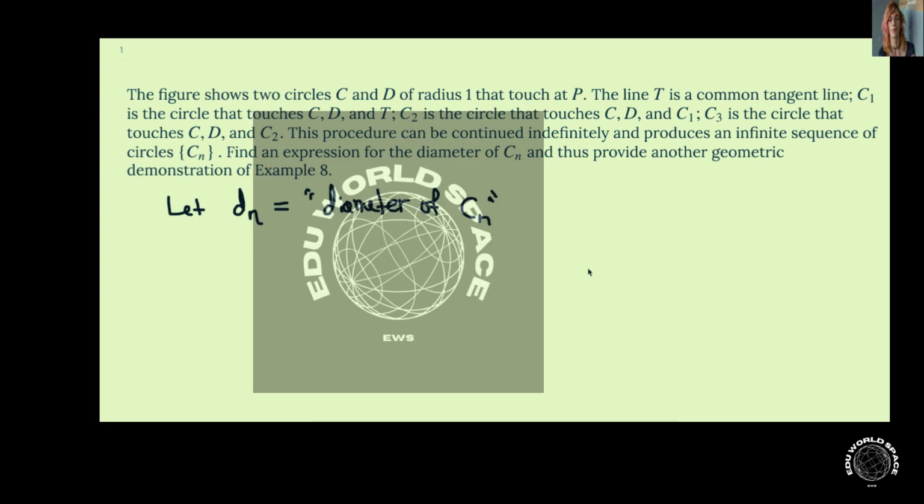So for this problem, we'll need to keep our eye on the figure that's shown with the circles. So here, let's start off by using the fact that this triangle PRA is a right triangle.